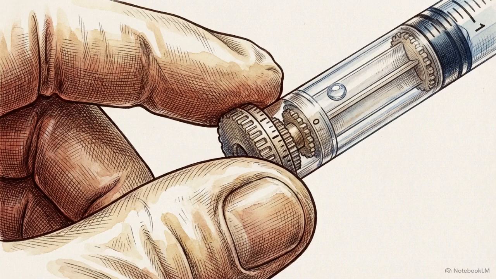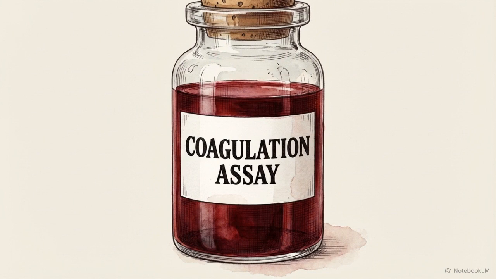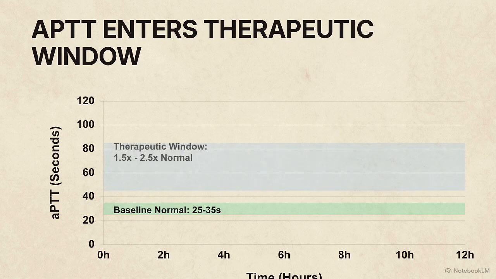This potency necessitates extreme precision in dosing. Because heparin changes the speed of clot formation, clinicians must measure that speed in real time. For unfractionated heparin, the mandatory monitoring standard is the activated partial thromboplastin time, or APTT. This graph maps the timing of the patient's blood. For a healthy patient, the baseline normal APTT range typically sits between 25 and 35 seconds.